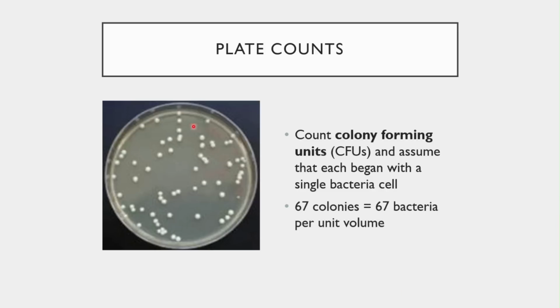So if you were to count all of these bacteria, say you counted 67 colonies, you would assume that for whatever volume you poured on this plate, there's about 67 bacteria in that unit of volume. So if you poured 1 milliliter here and counted 67 colony forming units, you would assume that in that original milliliter, there was probably about 67 bacteria per milliliter.